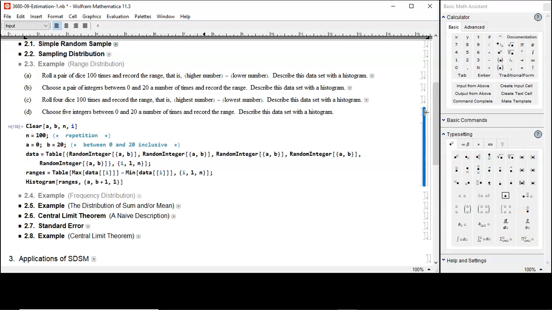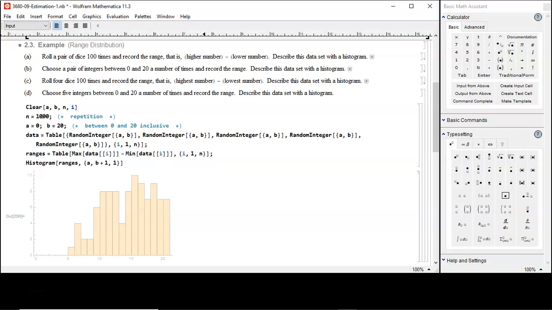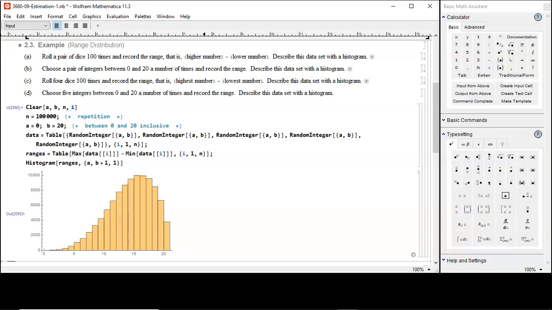Now choose 5 integers between 0 and 20 and get the range. Previously 4 dice roll, so 4 numbers from 1 to 6. But here 5 numbers from 0 to 20. Getting the range, okay. 100 repetitions. Not much there. It's difficult to see the probability distribution. So let me increase it to, all right, 100,000 repetitions. And what do I see?